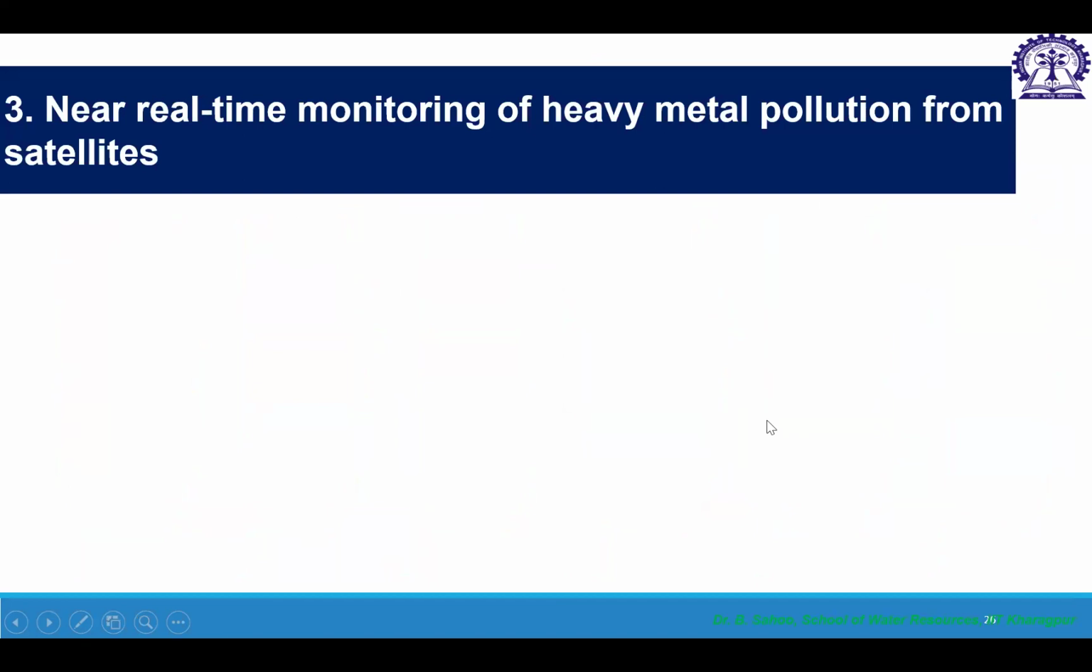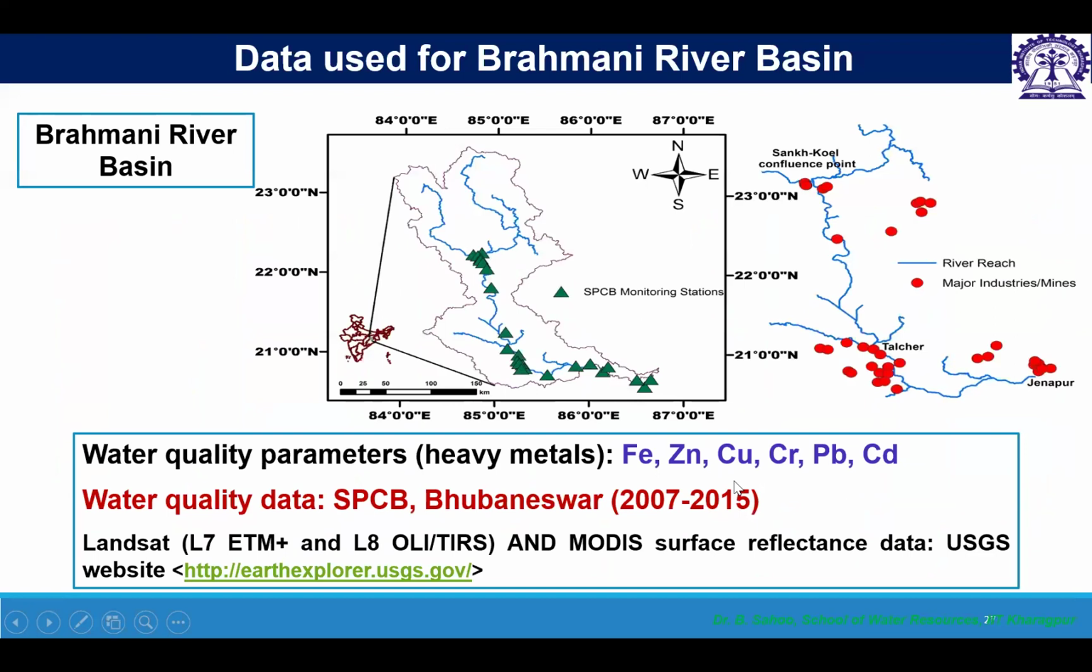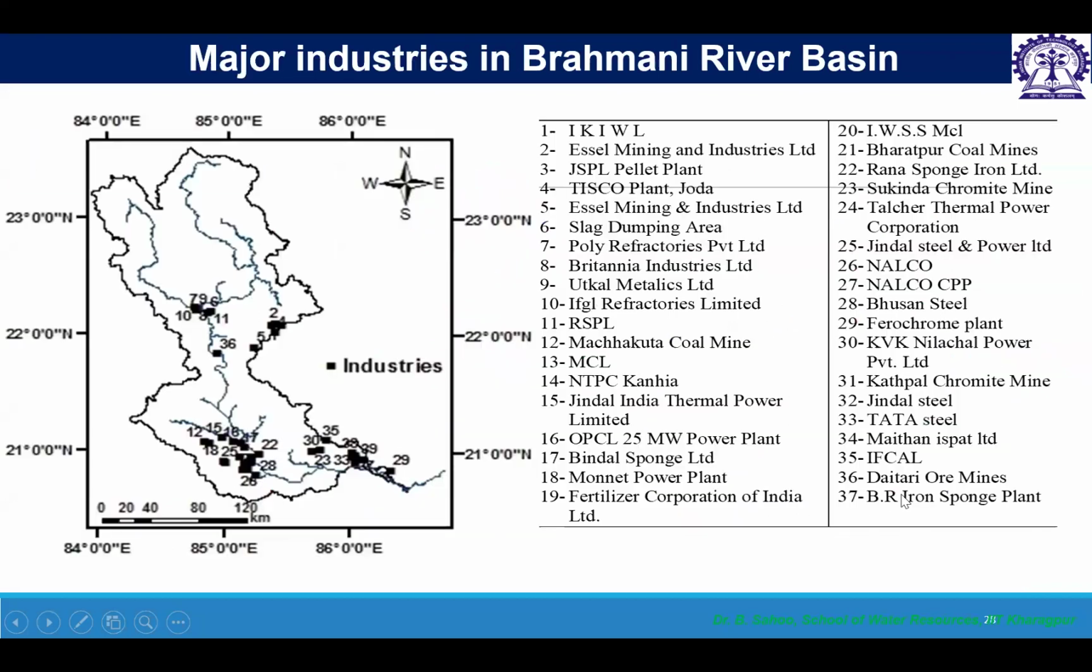The third is the near real-time monitoring of heavy metal pollution from satellites. We used it particularly for heavy metals, and we selected the river reach from the Sankhal river reach to the Jenapur of Brahmani basin. The heavy metals I'm talking about here are iron, zinc, copper, chromium, lead, and cadmium. For testing purposes, we used the State Pollution Control Board data from 2007 to 2015.